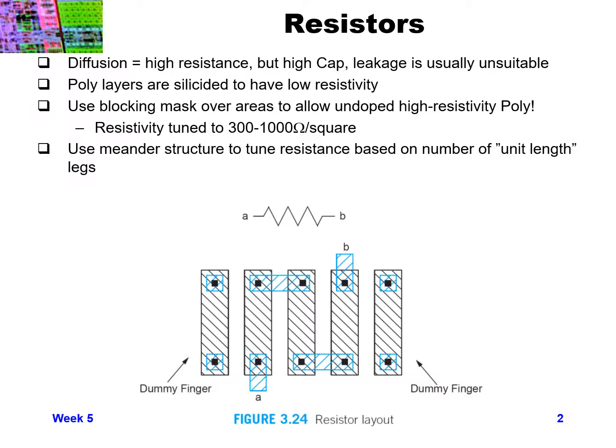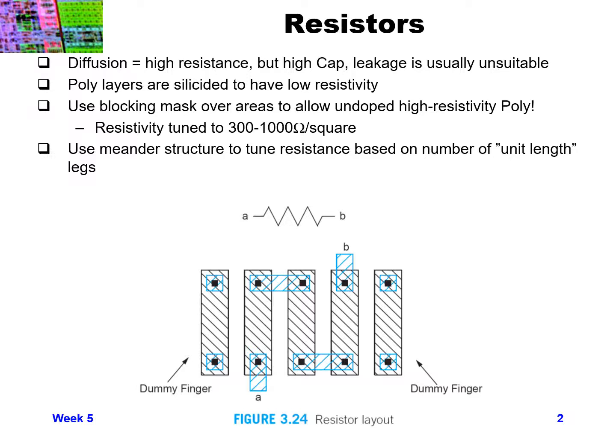But a lot of times, as I mentioned before, your polylayers are silicided along the top of the polylayer in order to lower the resistivity. So you might not get quite as much resistance as you really want out of your polylayers. One of the ways that you can solve that is if you can use an additional blocking mask that you can define over areas where you don't want your poly layer to be silicided. Specifically you use this blocking mask over areas in analog where you're trying to create resistors, and that allows you to get more undoped high resistivity poly.